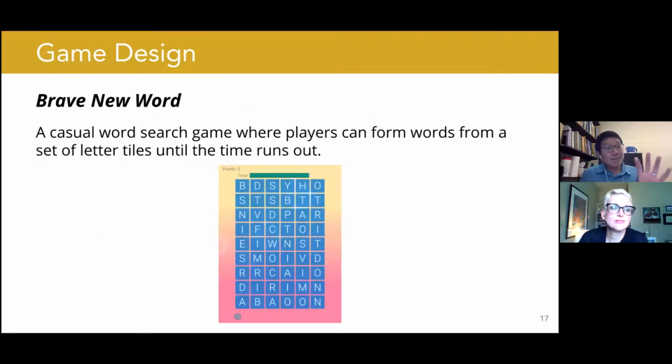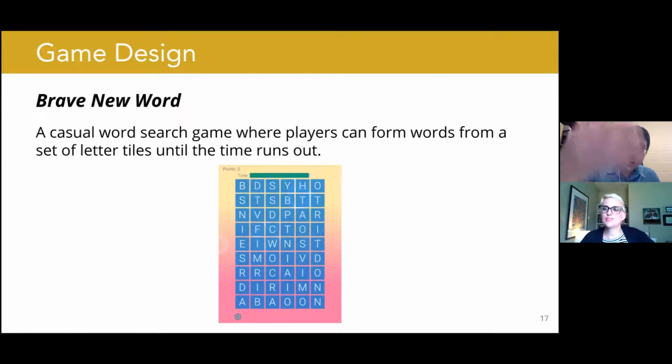So the actual game that I created to study this was basically a casual word search game where you have a grid of letters like this. Players just select these letter tiles to form words in any direction, including diagonals and reverse. Once you select a word, it gives you points based on the rarity of the word and how long the word is. Then those letters disappear and new letters fall down. So you keep going until the timer runs out.